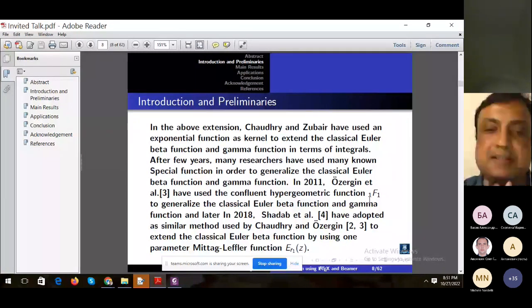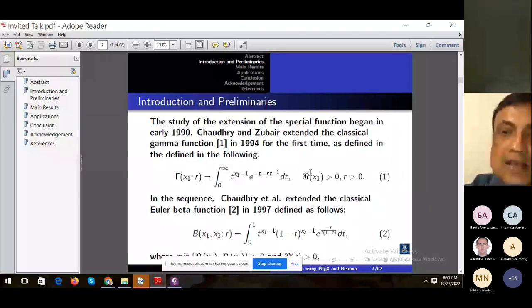You can see that very easily. Here is the kernel in which they are using the exponential function for the gamma, and in the same way they have used the same approach to generalize their beta function by using the exponential function in the kernel.